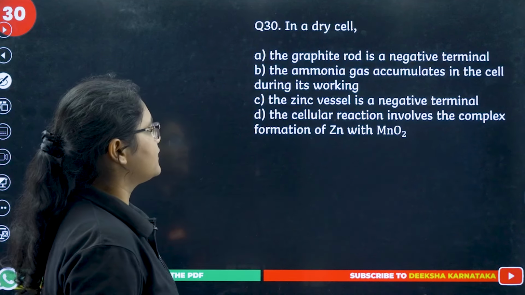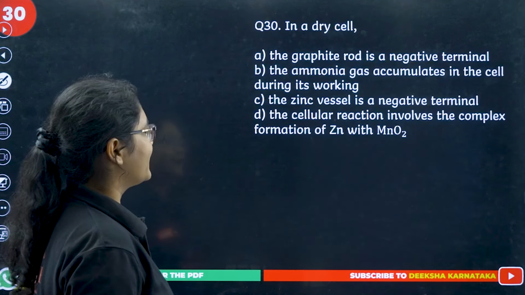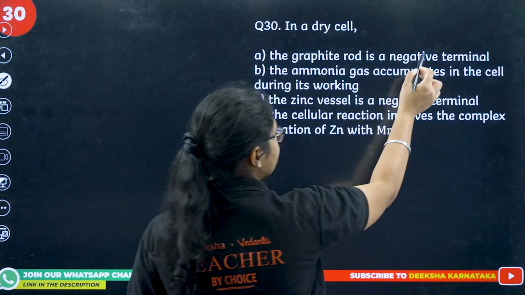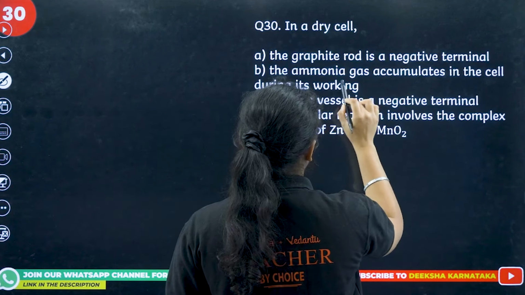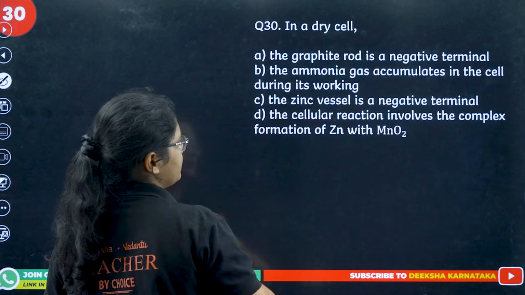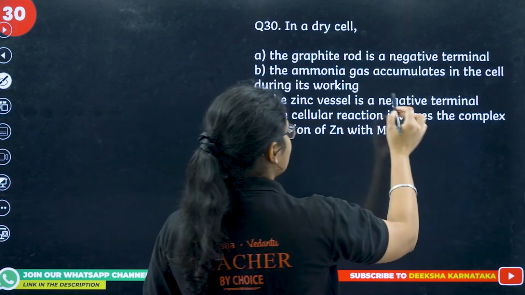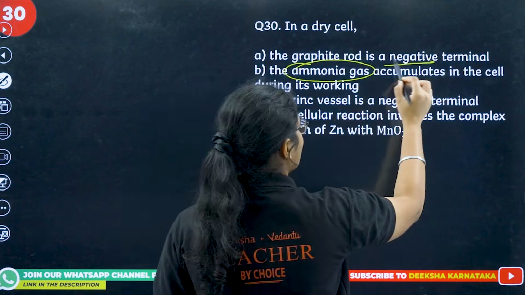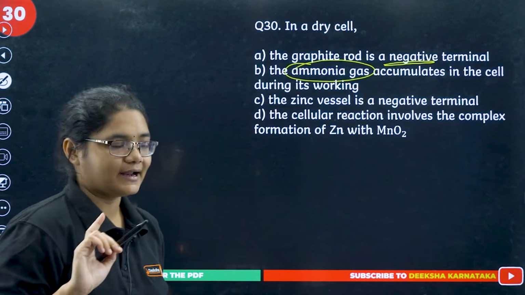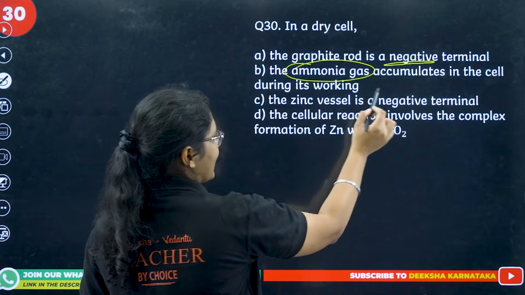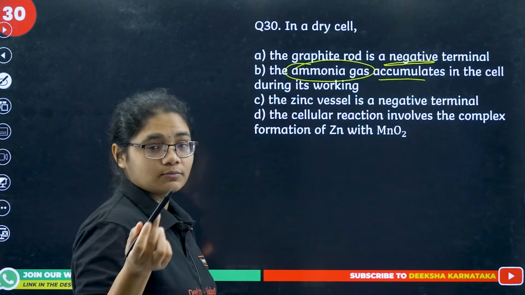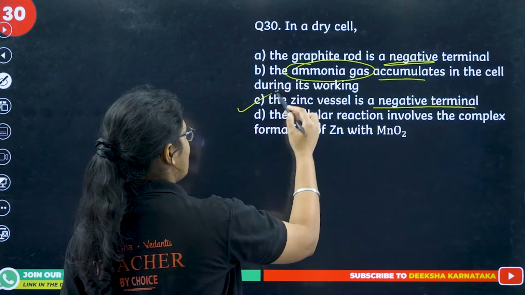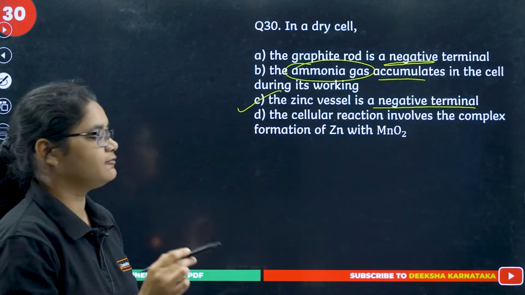Lastly, in a dry cell, the graphite rod is a negative terminal. That is correct. A graphite rod is a negative terminal. The ammonia gas accumulates in the cell during its working. You have to find the correct statement. So this is a wrong statement. It is not the negative terminal. The ammonia gas does not accumulate because it forms a complex. The zinc vessel is a negative terminal, yes, because zinc undergoes oxidation, so it is a negative terminal.